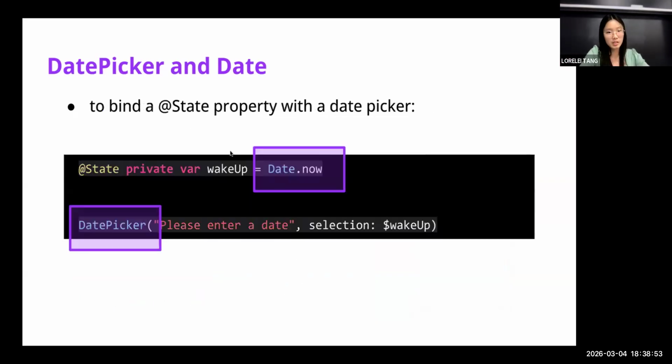So to use this, we're going to bind it again with a state property, similar to how we did with the stepper. So you're just going to declare it as a date picker object. And then we can enter the label for what's going to be on it. And then selection is what we can use to bind the wake up private variable to the date picker.